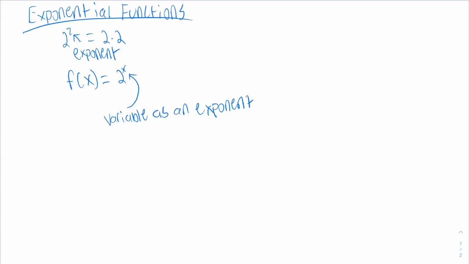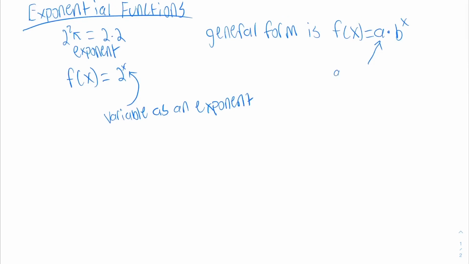The general form is f of x equals a times b to the power of x. In this, a is basically a coefficient. So a is a number that isn't 0.